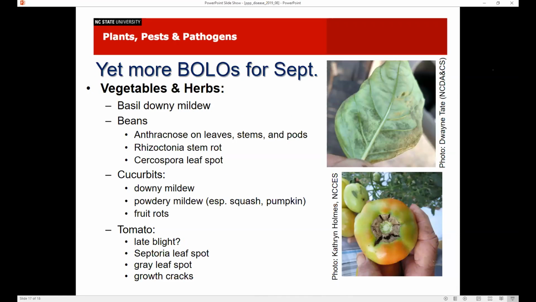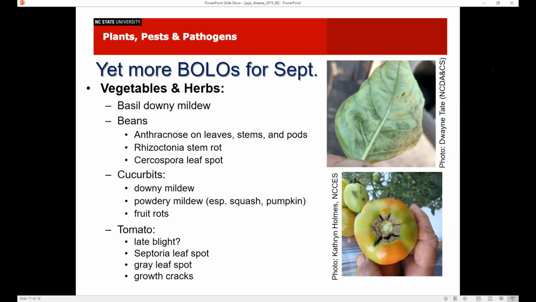In the vegetable garden, basil downy mildew has been around, so you may be seeing it on your basil. Anthracnose, Rhizoctonia stem rot, and Cercospora leaf spot on any beans that you may have in the garden still. Cucurbits, downy mildew, powdery mildew. I left that on the list. It wasn't on my master BOLO list, but I thought, yeah, you can still be seeing that, especially on squash, pumpkin, maybe gourd, and the fruit rots.